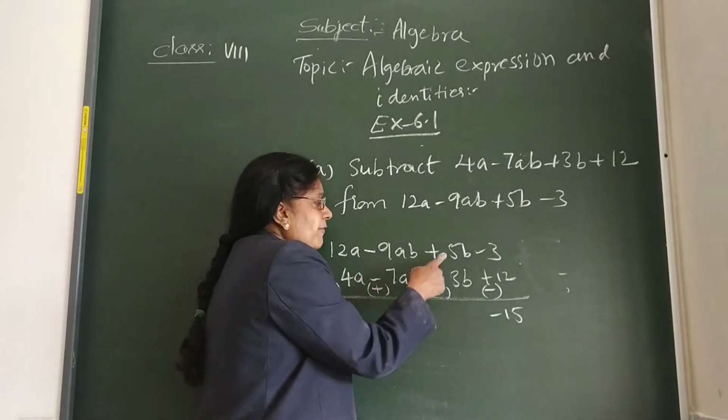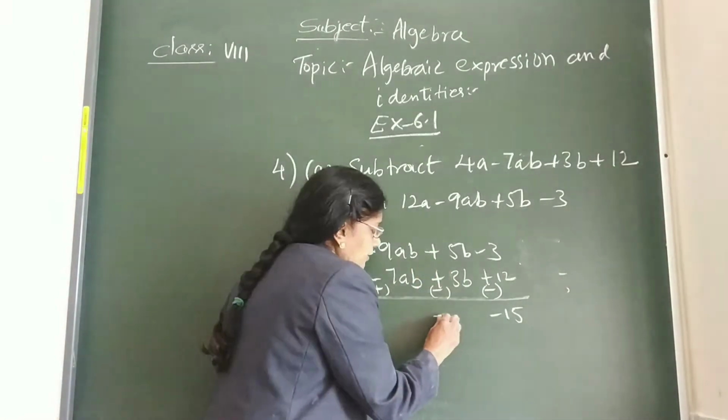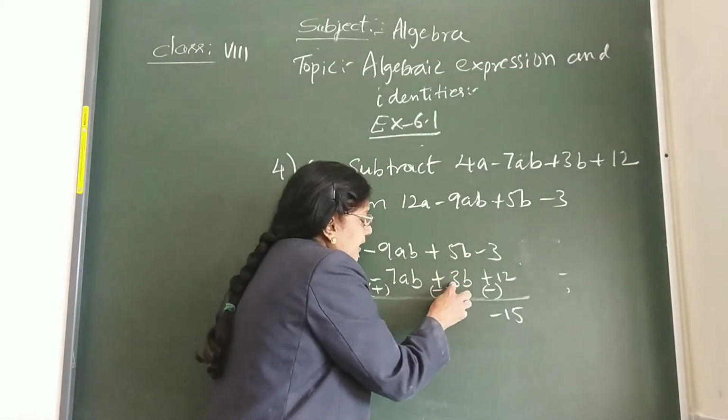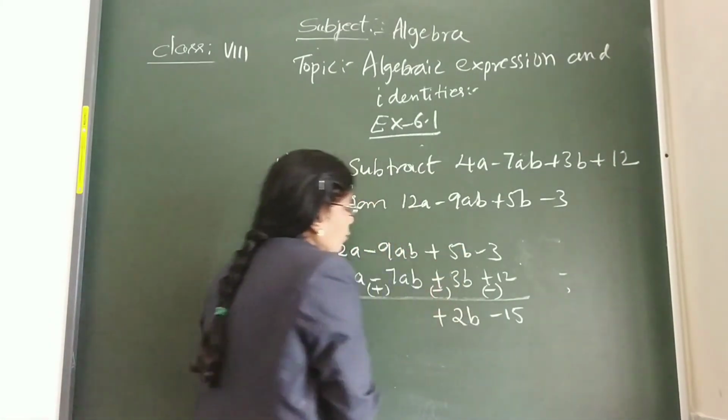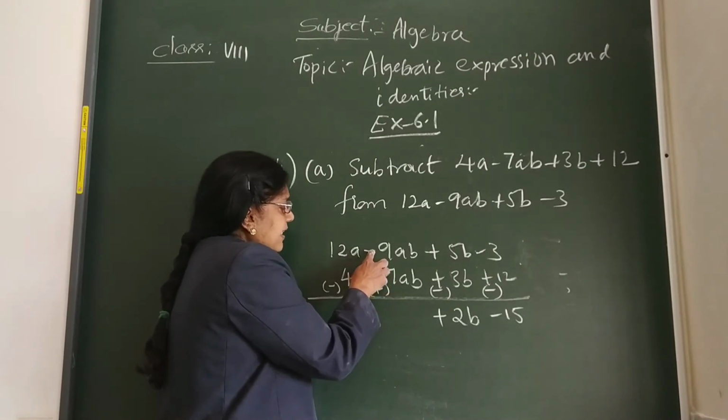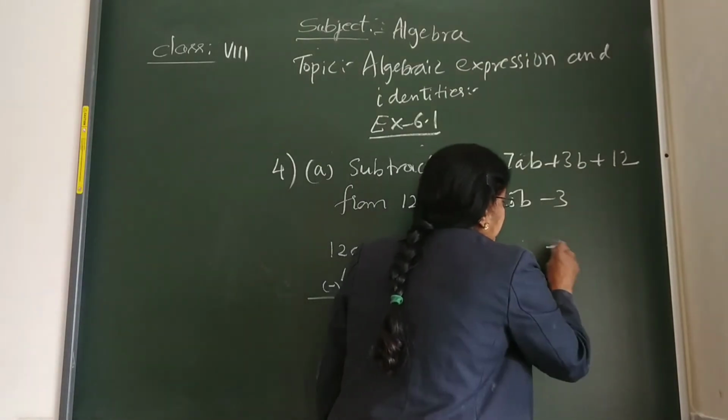Which is the greater number, 5? What is the sign? Plus, so it will become plus. From 5, 3 subtracted, how much remains? 2. Here you can see minus 9ab plus 7b.